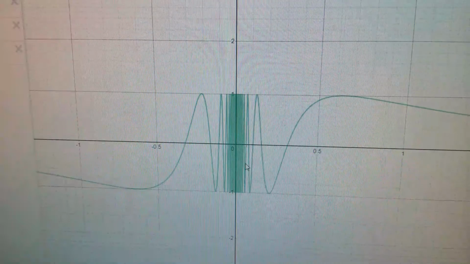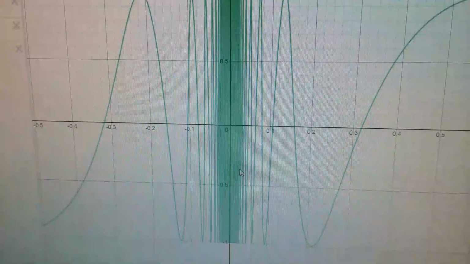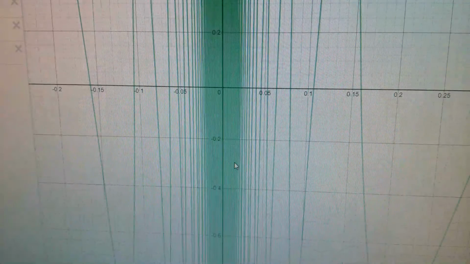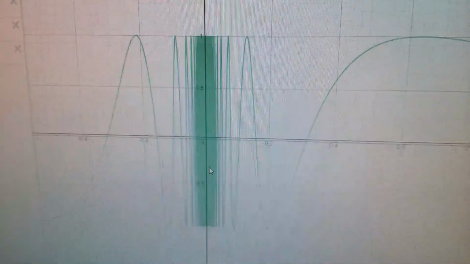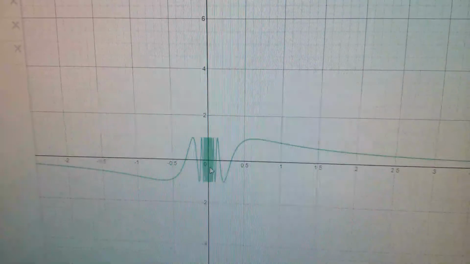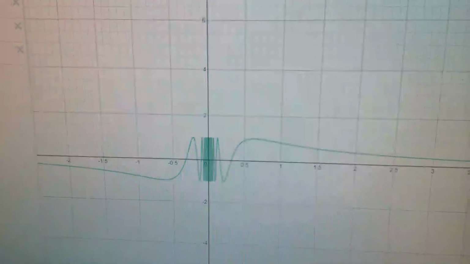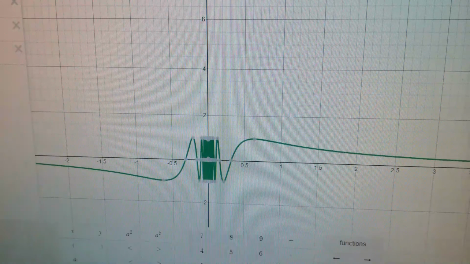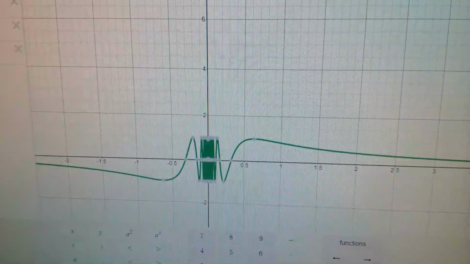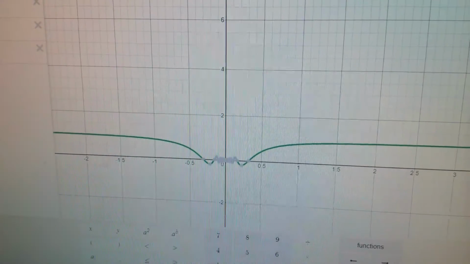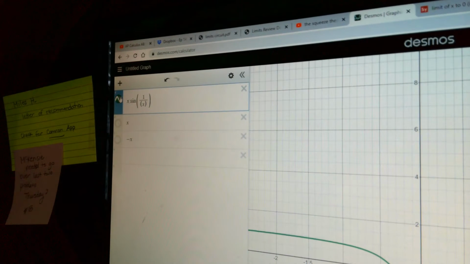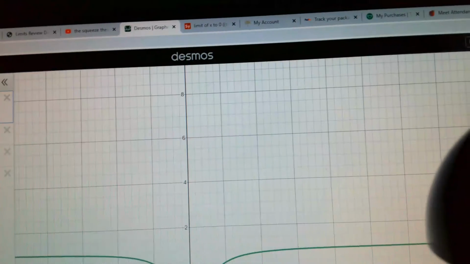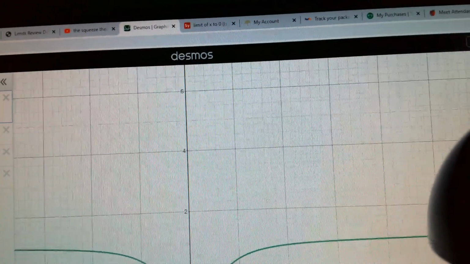Okay, and even if I zoom in, notice that it's really oscillating a lot. I'm not going to be able to find the limit of that. So it's oscillating, no good. Now let's look at what happens if I put an x in front of that. So I have x sine of 1 over x. And now let's look at what's happening.